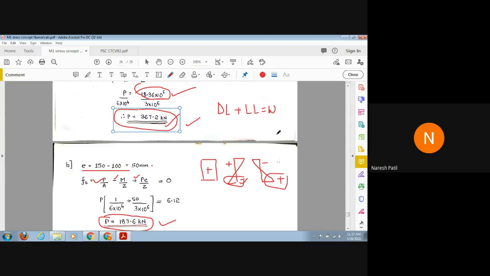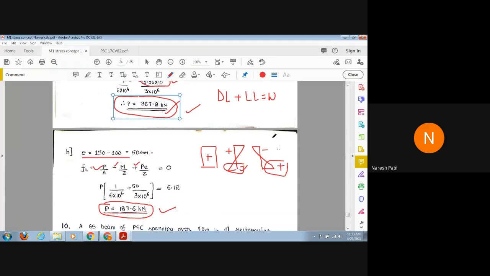So which will be economical? Can anyone say, with the cable concentric or with the cable eccentric? Which will be economical? Sir, eccentric. Yes, very good. Look, if the force is more, you have to provide more cable. Correct or not? Because P is directly proportional to area. Pressure increases, area increases. Are you getting my answer?